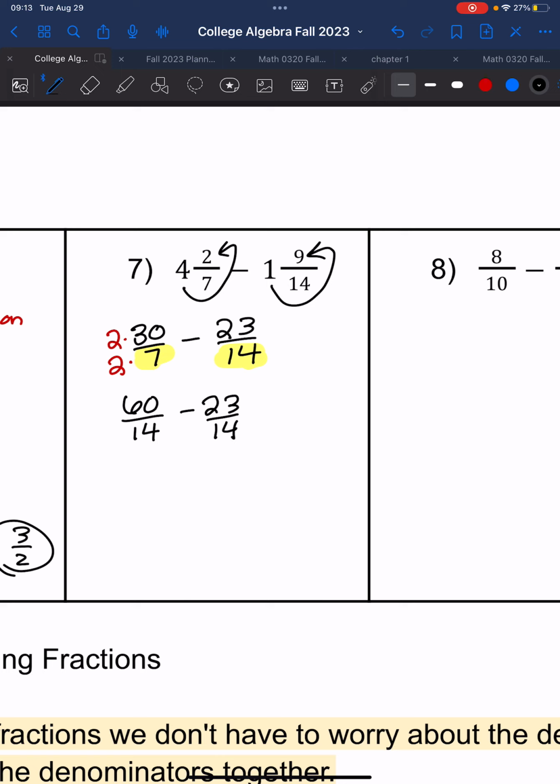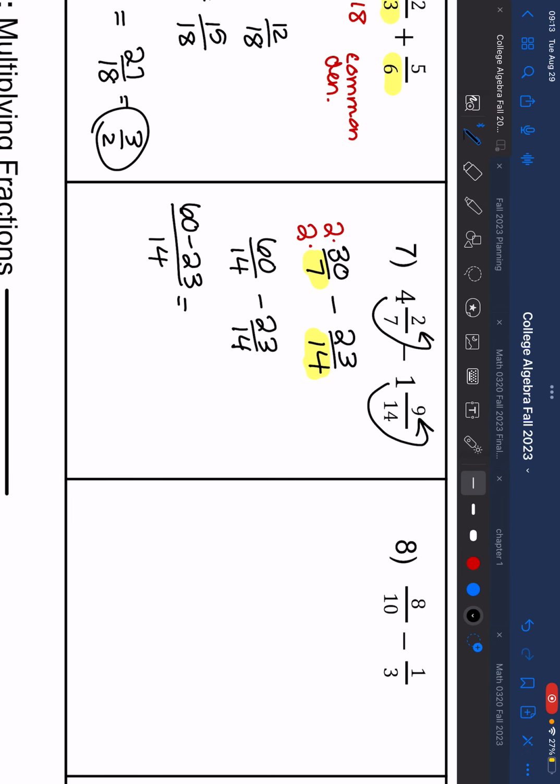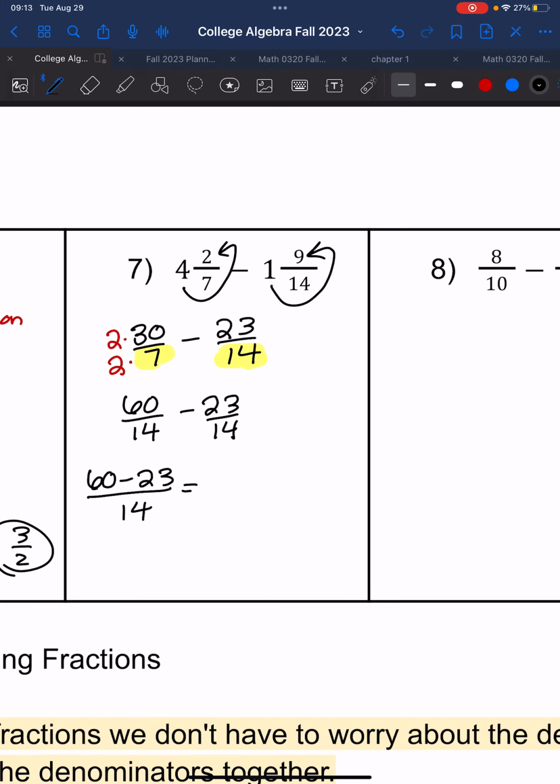Notice that my denominators are now the same, so I can just subtract the numerators. So 60 minus 23 over 14. 60 minus 23 is 37 over 14. And that's our answer. Notice when we did this method, there wasn't really any simplifying that had to be done here, unlike number 6.